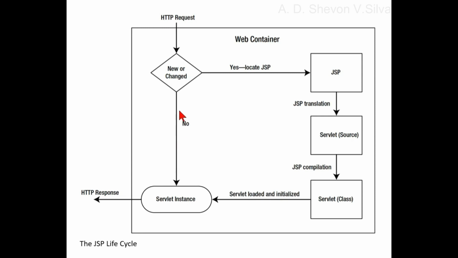Here you can see the HTTP request is connected to the 'new or changed?' check, and if it is yes, locate the JSP. The JSP is connected to the servlet source via JSP translation. The servlet source is connected to the servlet class via JSP compilation. The servlet class is connected to the servlet instance via servlet loaded and initialized. The servlet instance is connected to the HTTP request, and here if 'new or changed' is no, it's connected to the servlet instance and the HTTP request.